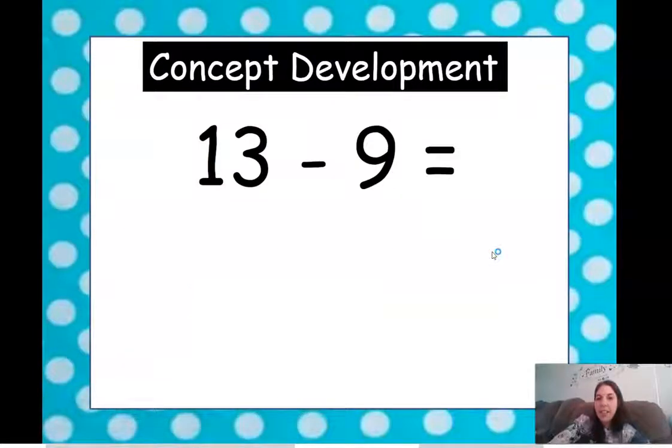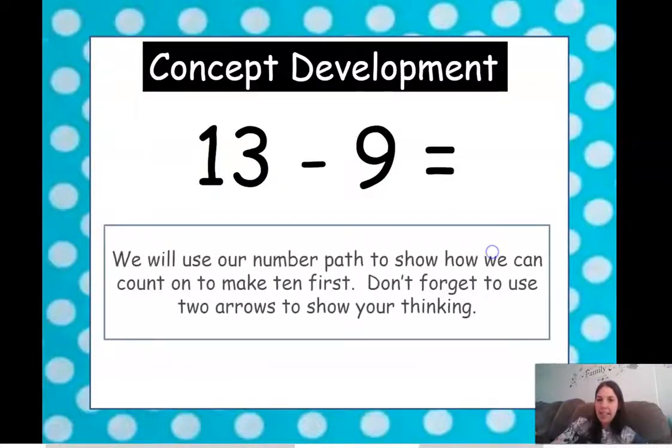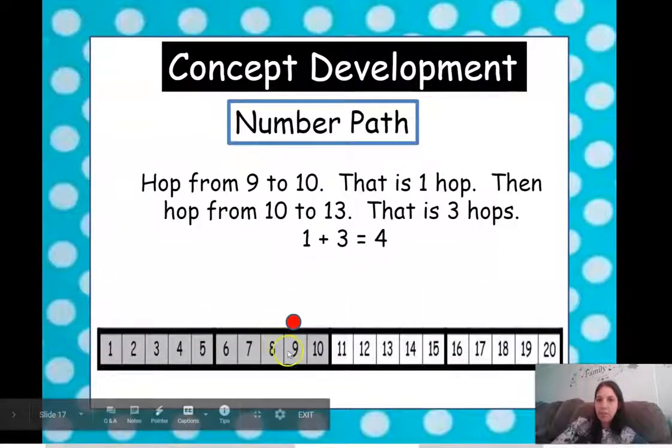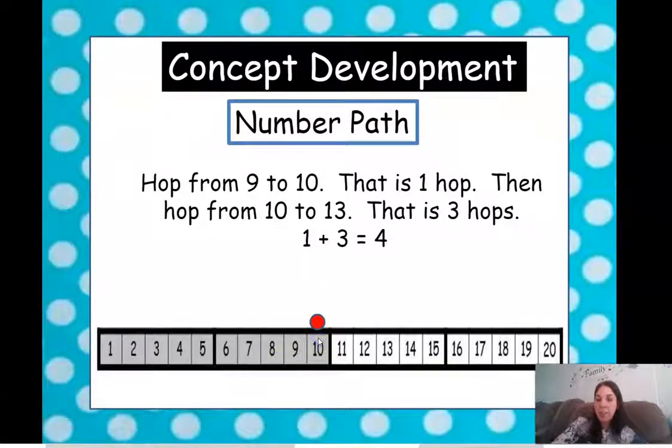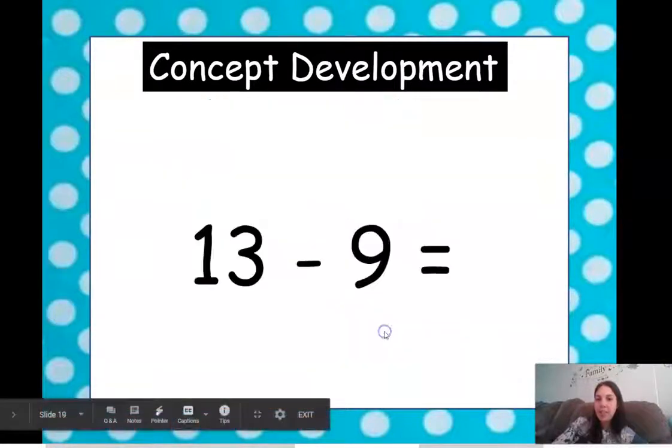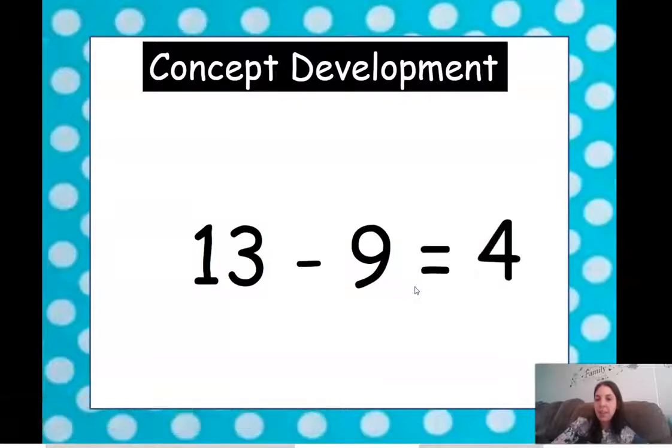Okay, let's look at our concept development, our main part of our lesson for today. 13 minus 9. So starting at 9, we're going to first see how many more we need to get to 10. We need 1 more to get to 10. And then how many to get to 13? And that would be 3 more. So 13 minus 9 equals 4. 1 plus 3 equals 4.